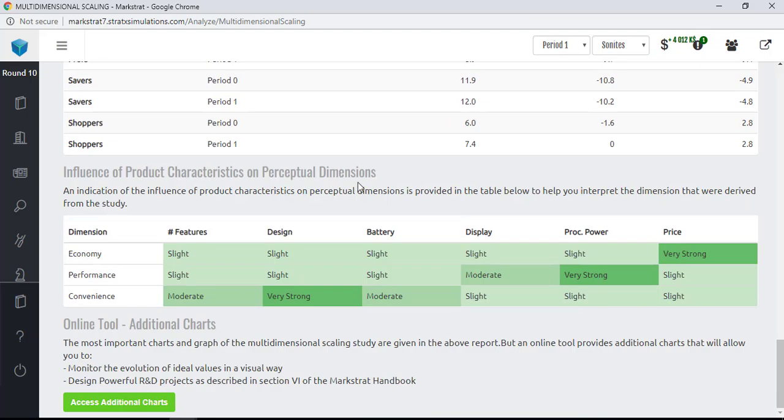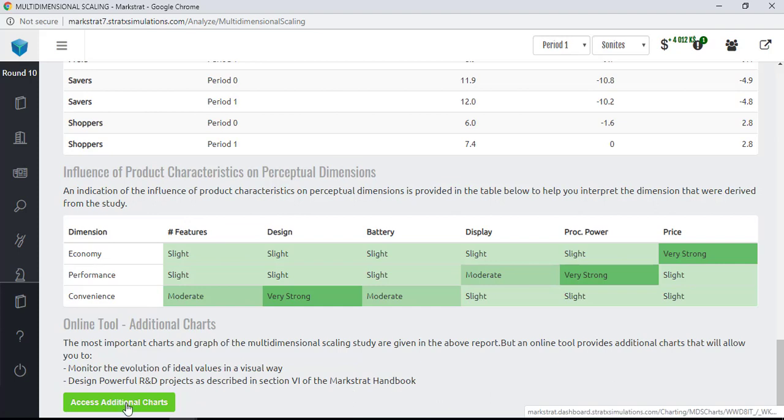In the multi-dimensional scaling, they also give you the influence of product characteristics on perceptual dimensions. From this table, you can see that design is strongly correlated with convenience, processing power is strongly correlated with performance, and price is very strongly correlated with economy. Also, other product characteristics slightly influence consumers' perceptions along the 3 dimensions.